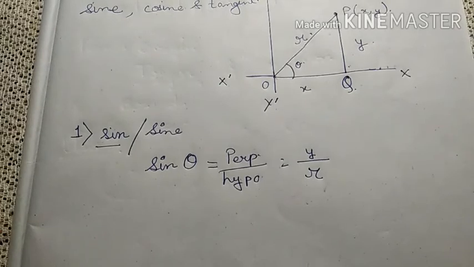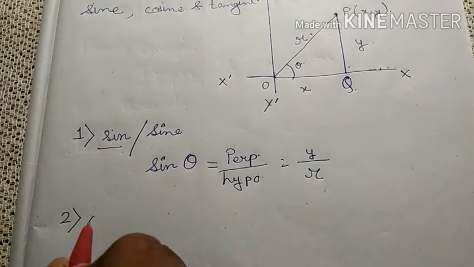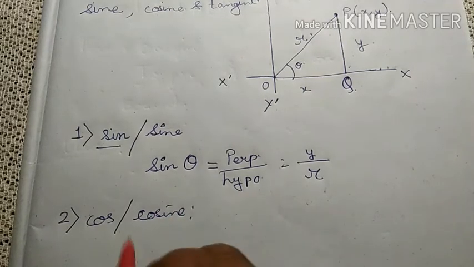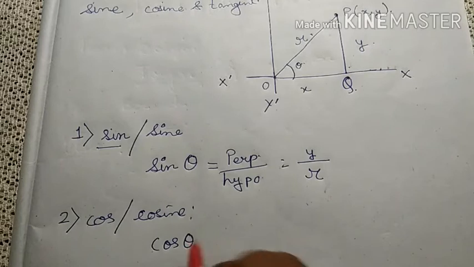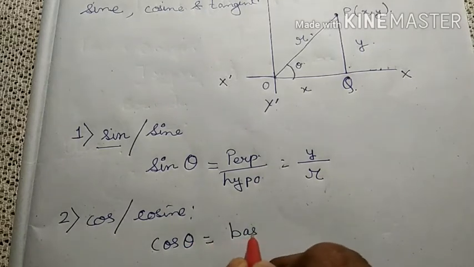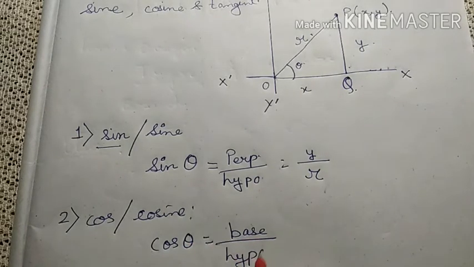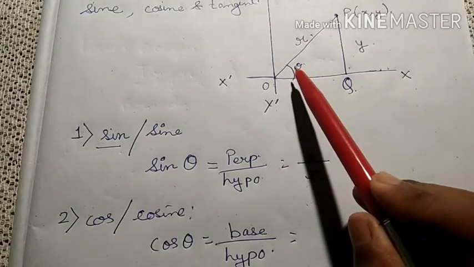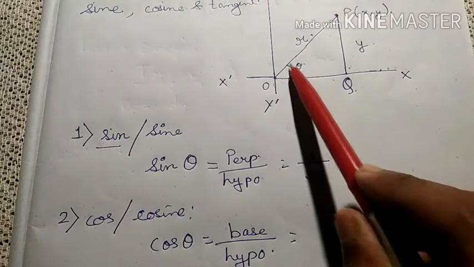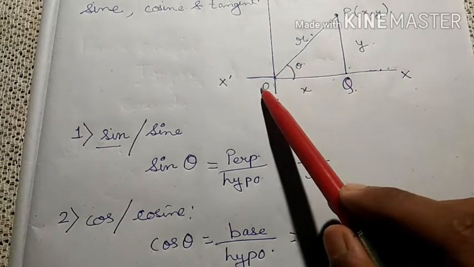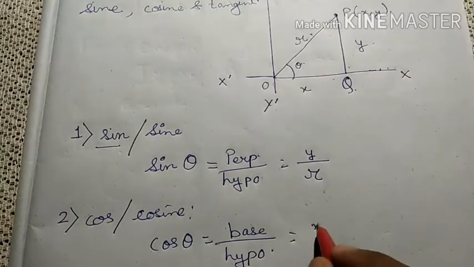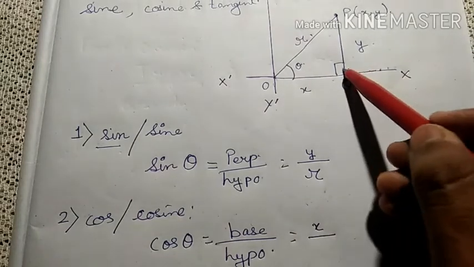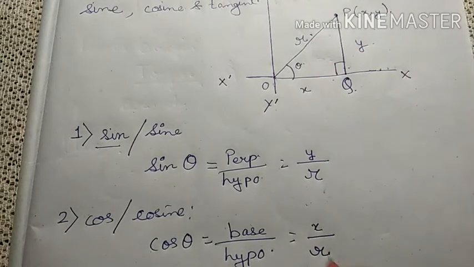Now the second ratio is the cos or cosine. Then cos theta is the ratio of base to hypotenuse. From the above diagram we can say what is the base? OQ is the base. That is the line on which the angle lies. The theta angle lies on the base OQ. So base is x and the hypotenuse is R, that is the side opposite to the 90 degree. So it is x by R.